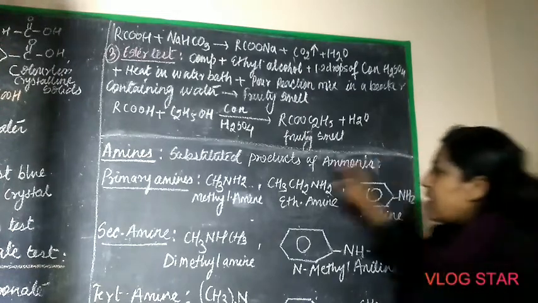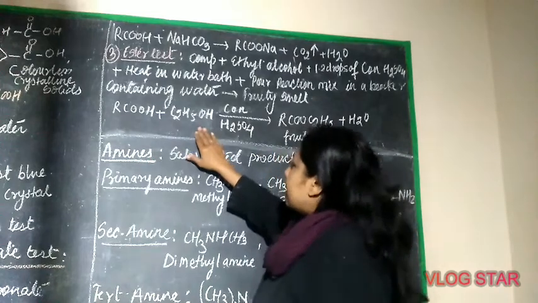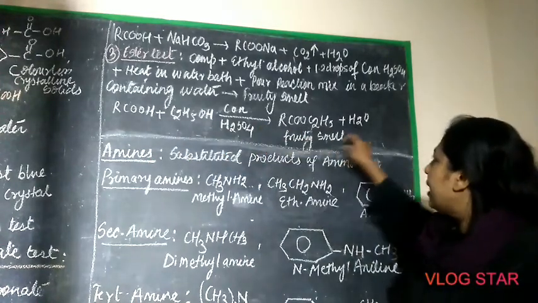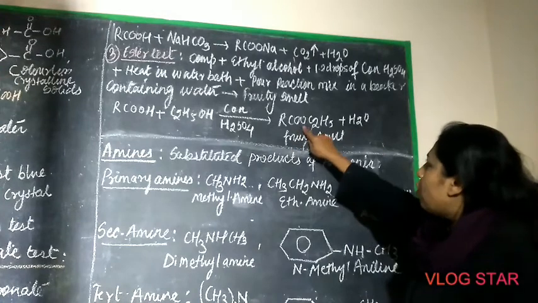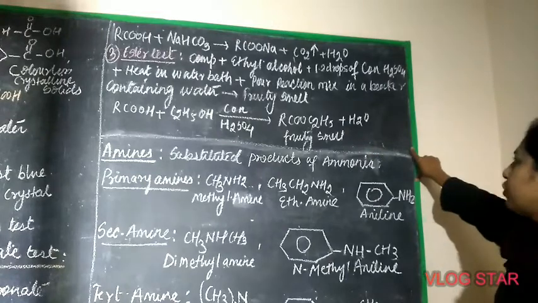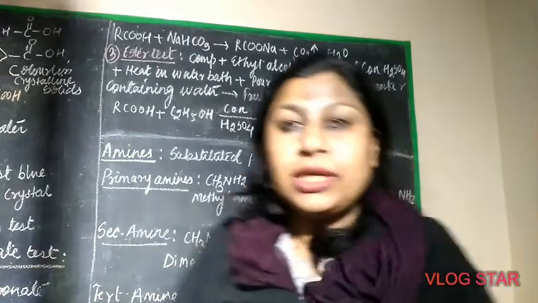Now the reaction is RCOOH, R compound, plus ethyl alcohol, that is C2H5OH, with drops of concentrated H2SO4, gives RCOOC2H5. This is ester, which smells fruity, plus water is formed. Fine children, so this is the carboxylic group.